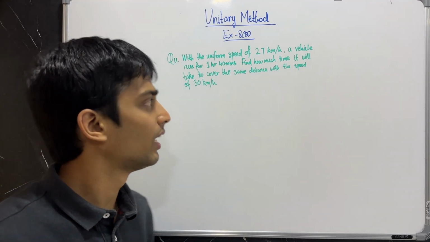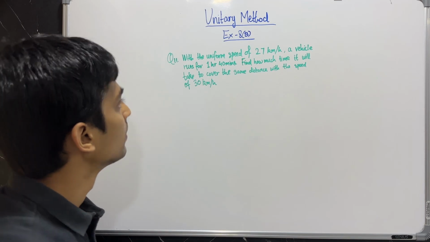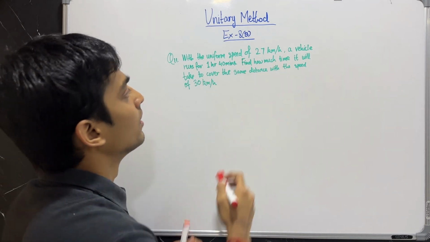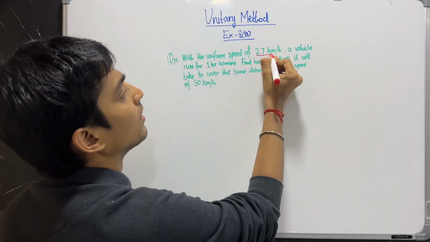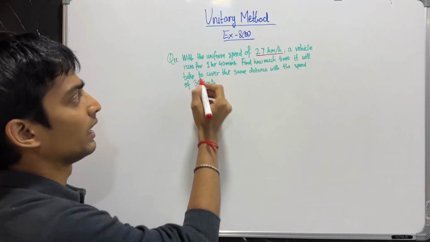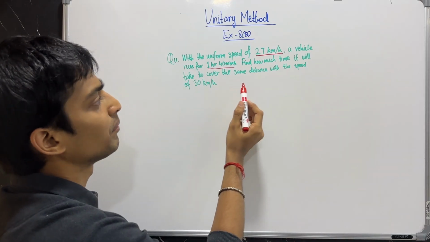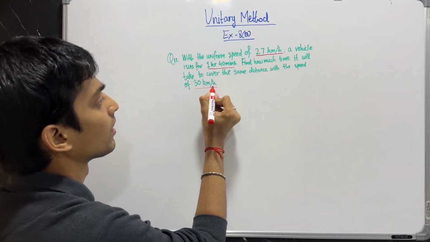Last question, question 11. With the uniform speed of 27 km per hour, this is the speed, a vehicle runs for 1 hour 40 minutes. This is time. Find how much time will it take to cover the same distance with the speed of 30 km per hour.